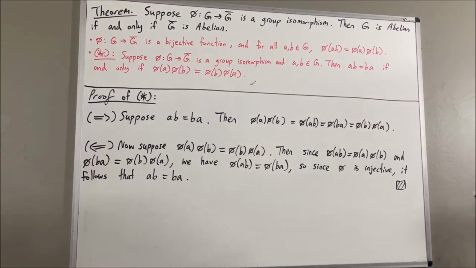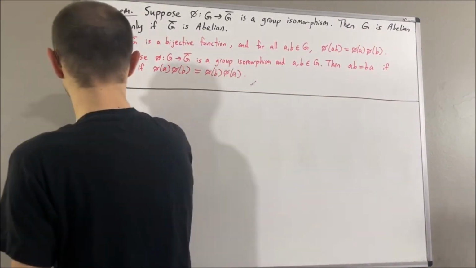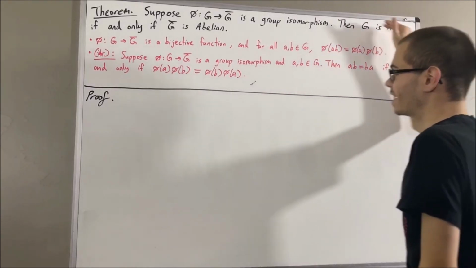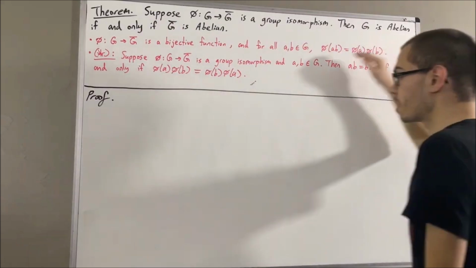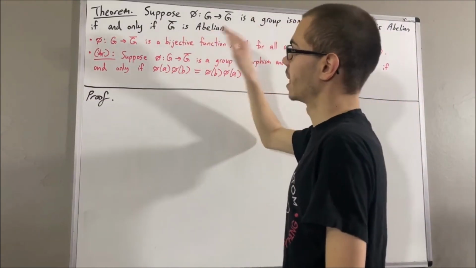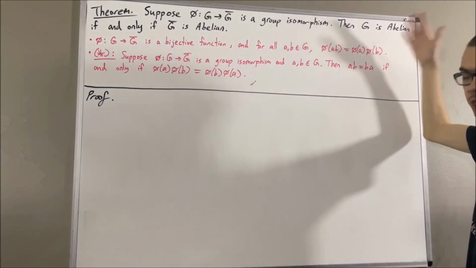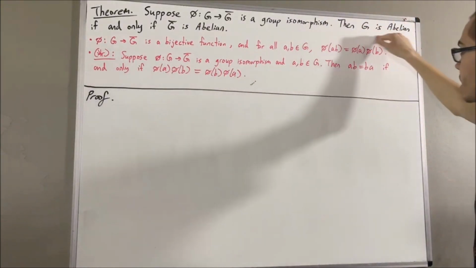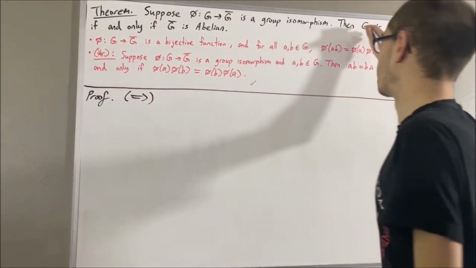So now let's get into proving the main theorem. Now again, we're trying to prove a statement containing if and only if. So to do that, we're going to prove if G is abelian, then G bar is abelian. And then we're going to prove if G bar is abelian, then G is abelian. So let's first prove the forward. We're going to prove if G is abelian, then G bar is abelian. And to do that, suppose G is abelian.